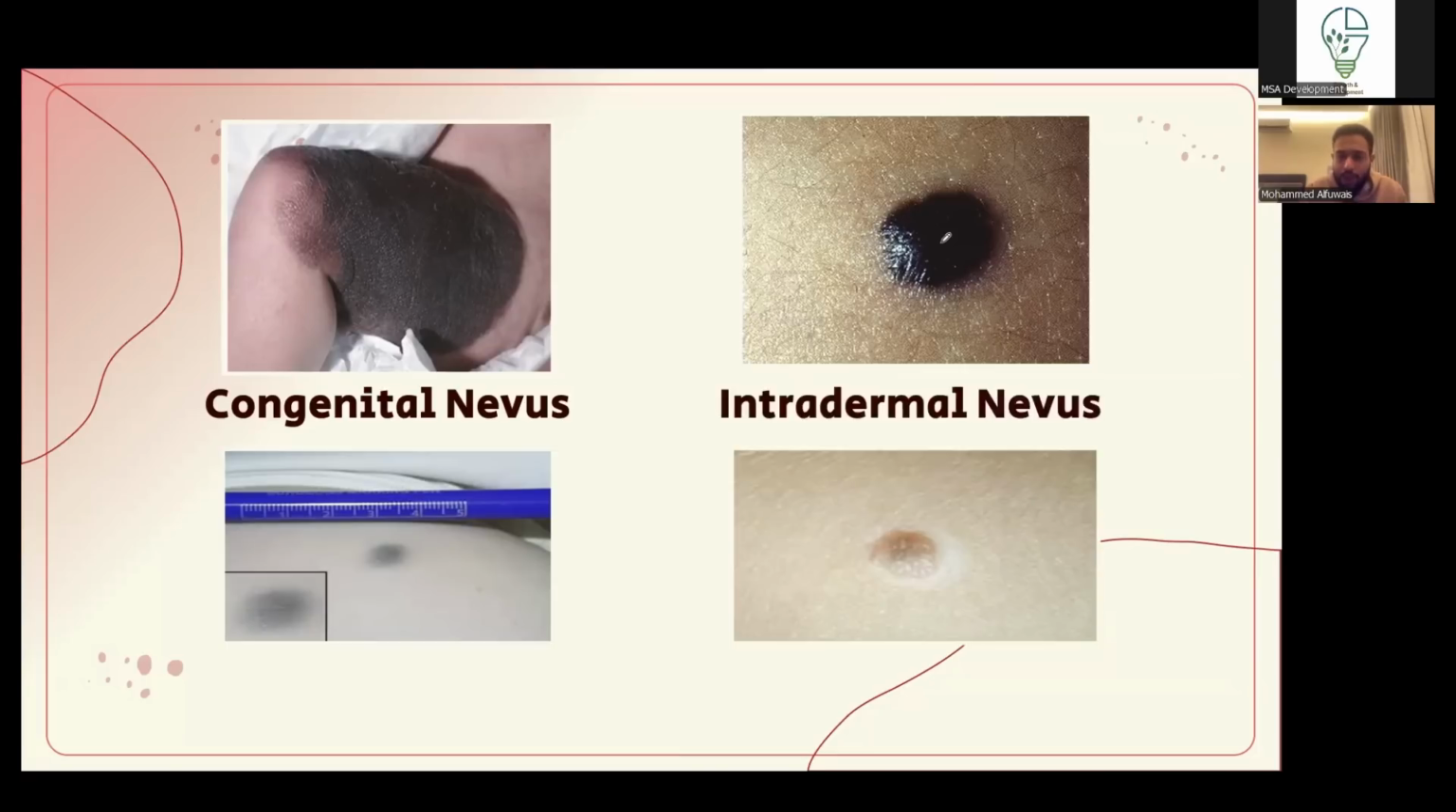Intradermal. Okay, good. Now, why is it intradermal? Like, how can I tell that this is intradermal? Not gonna lie, I don't know. Okay, but just memorize this image. These images are just for memorization.